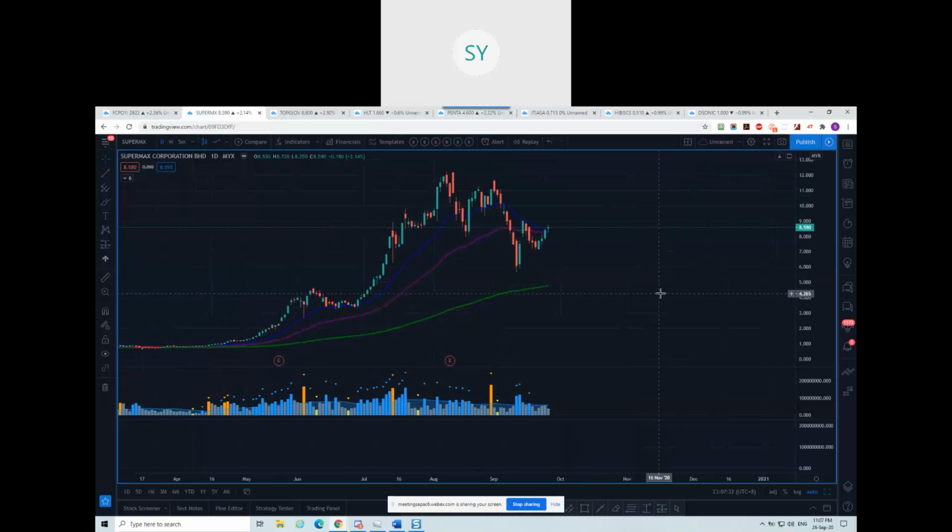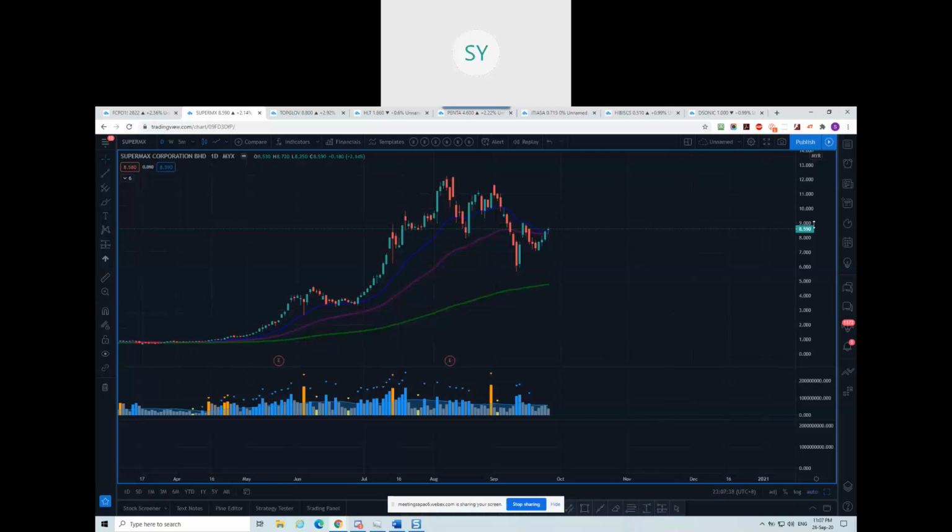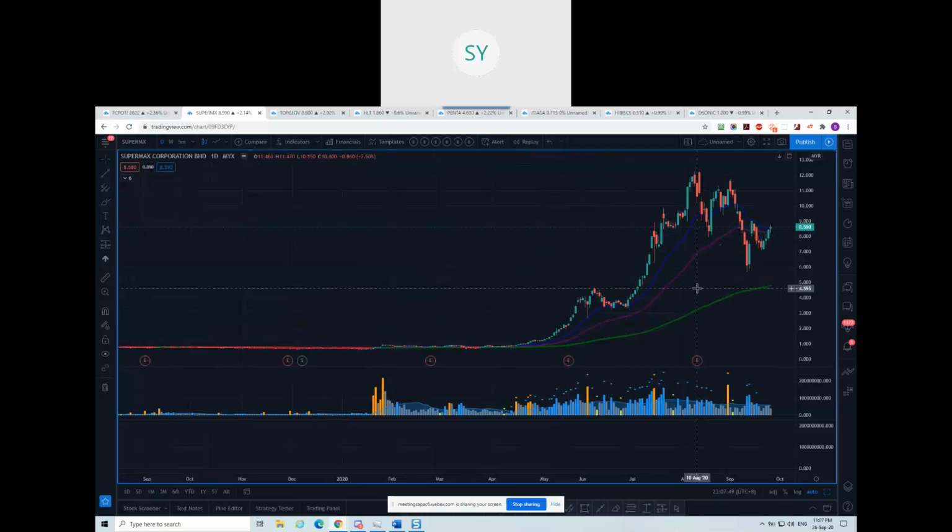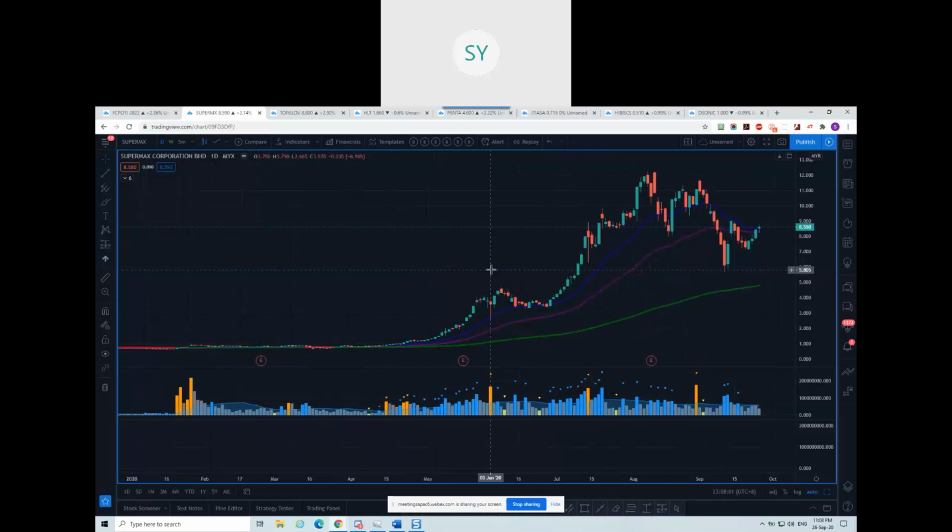Okay. This is a Supermax daily chart, 1 day, and basically I'm using this time range. Normally what I do is I will try to reset the chart. Resetting the chart sometimes gives you a better ratio. You are not looking too near to the chart, so you probably get a better view of the chart.